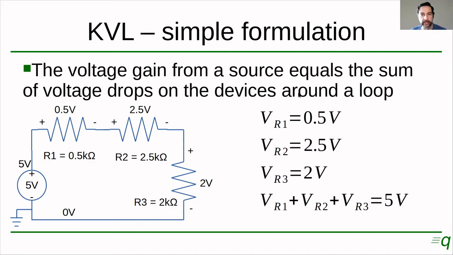So mathematically, the voltage on R1 is 0.5, on R2, 2.5, on R3, 2 volts. And when I add all those up, I end up with 5 volts, which is the same voltage as the source. All right. So let's have a quick look and see how this KVL, or Kirchhoff's voltage law, can be used to solve a circuit.